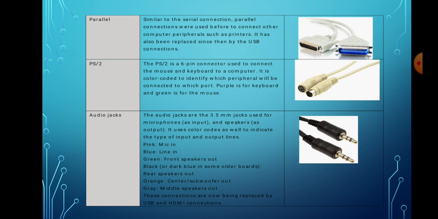Audio jacks are the 3.5mm jacks used for microphones as input and speakers as output. They use color codes as well to indicate the type of input and output: pink is mic in, blue is line in, green is front speaker out, black or dark blue in some older models is rear speaker out, orange is center subwoofer out, gray is middle speakers out. These connections are now being replaced by USB and HDMI connections.